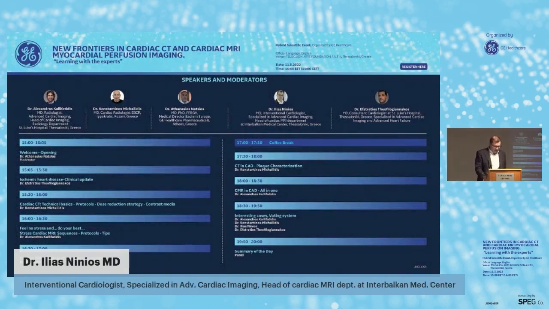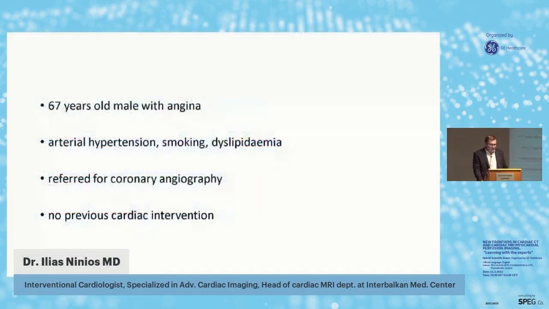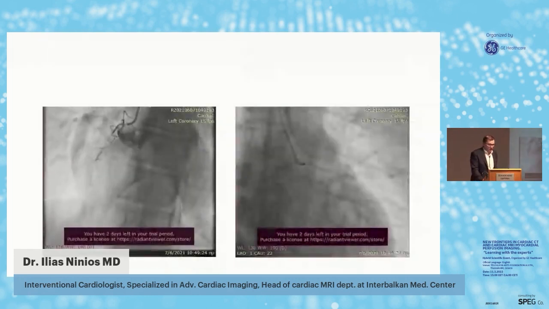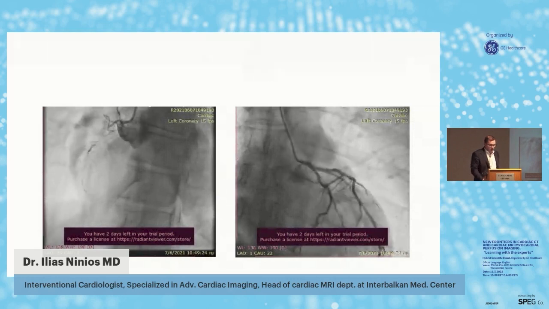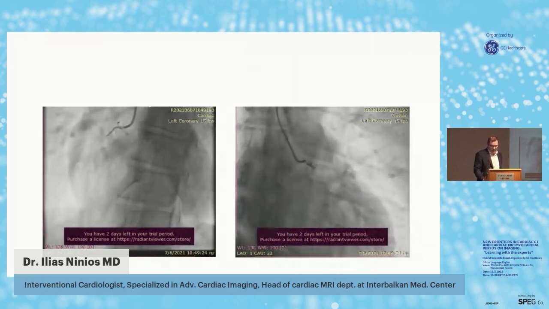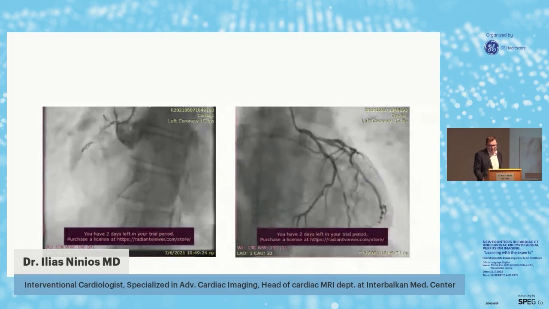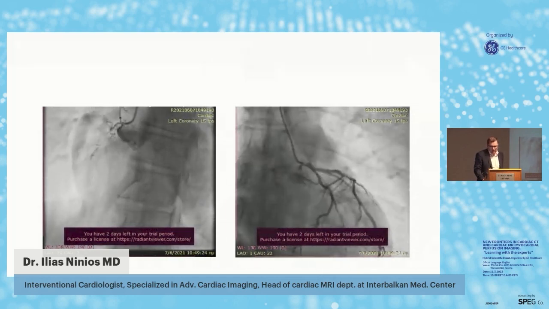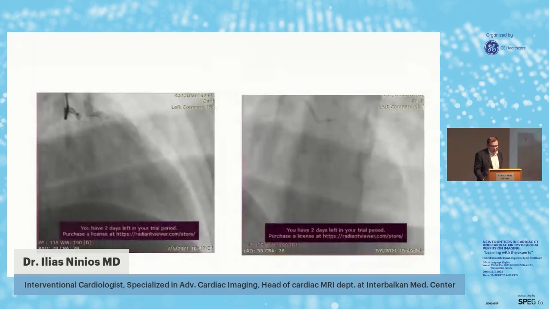So, the first case is a 67-year-old male with angina. He had arterial hypertension, dyslipidemia, and was a smoker. He was referred for coronary angiography, and he had no previous cardiac intervention. That's his coronary angiography. The right coronary artery is blocked, and we see he has 80 or 90% stenosis in the first marginal, and also intermediate stenosis of the LAD.